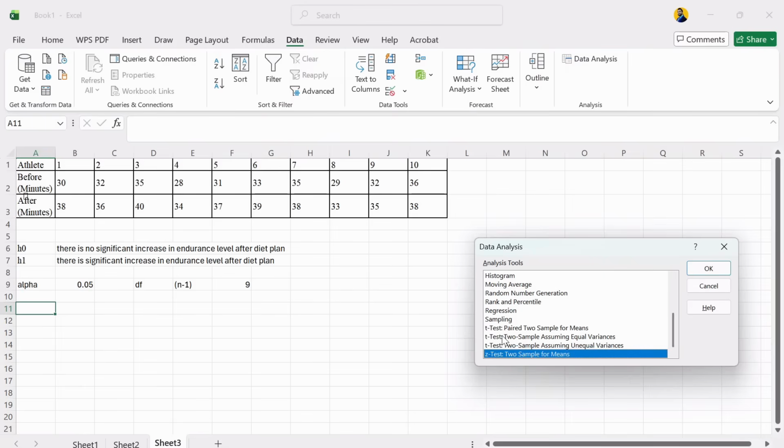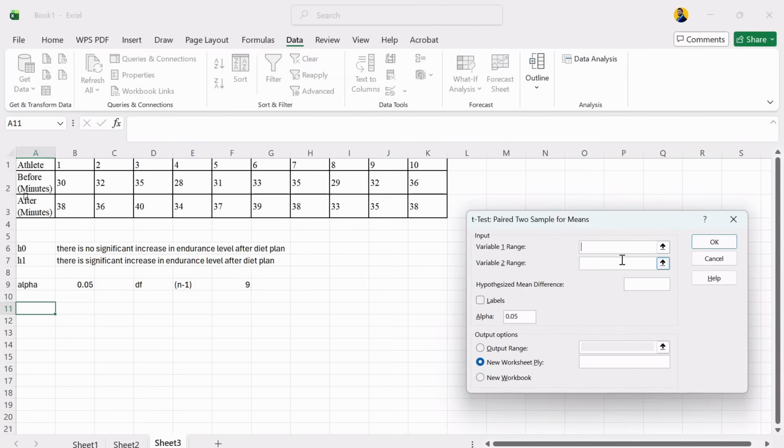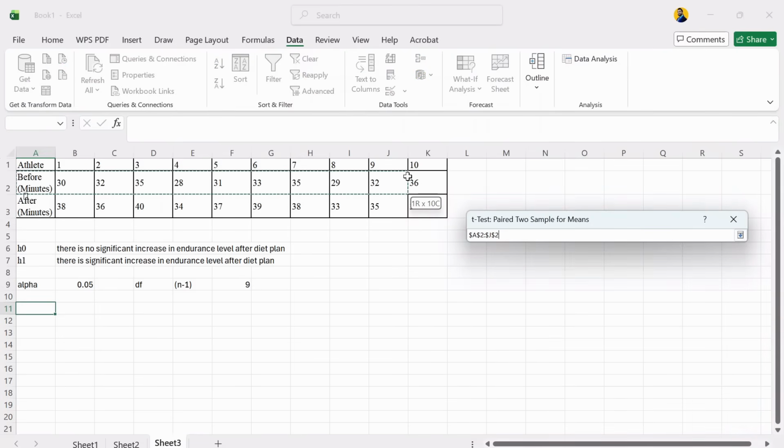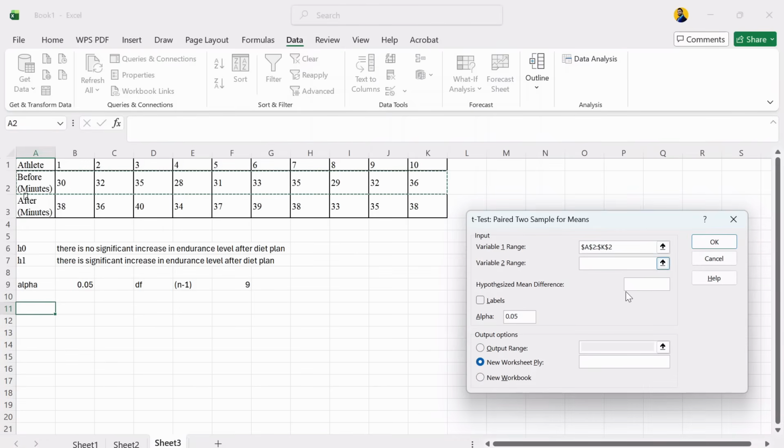Here now you can see the t-test paired two sample for means, right? So we will select this one because this is a paired sample and we will click OK. Now they are asking for all the row information. So we will select variable one, this one, then go to variable two, which is our after data.